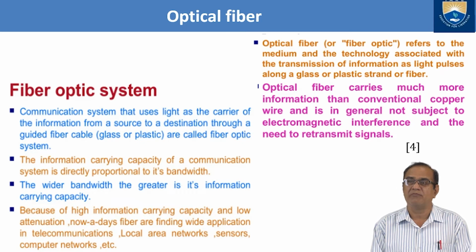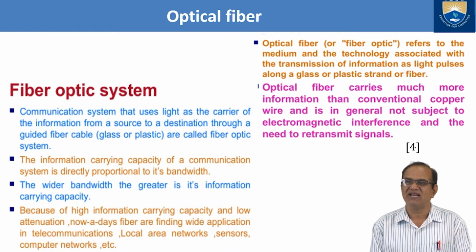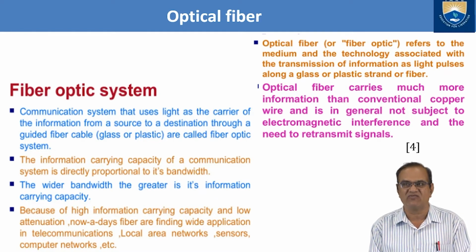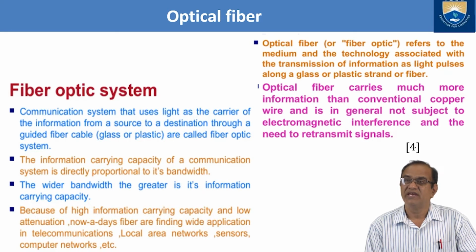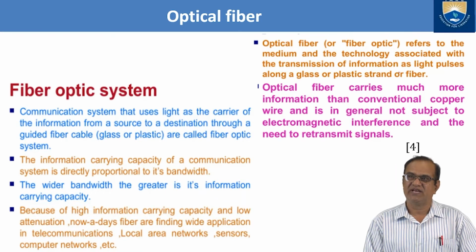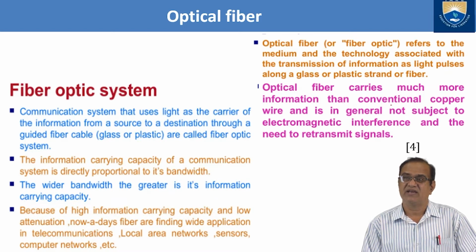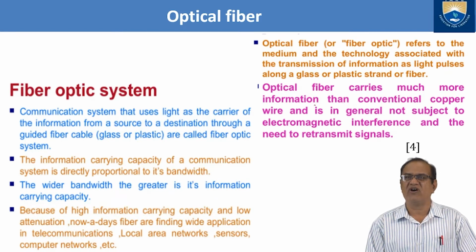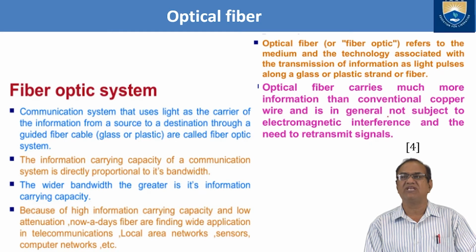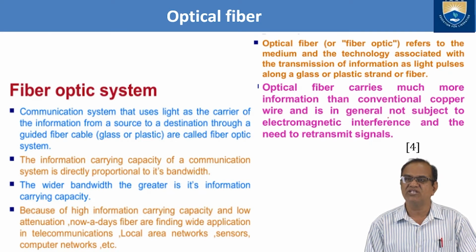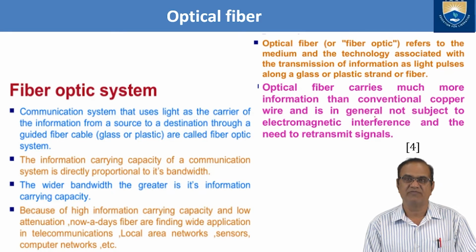Optical fiber carries much more information than conventional copper wire and is in general not subjected to electromagnetic interference and the need to transmit signals. Here it is transmitting as a light pulse, and it is also much lighter and can carry much more information than conventional copper wire, and is not subjected to EMI, electromagnetic interference. So accuracy is high and noise or disturbance is quite minimal.